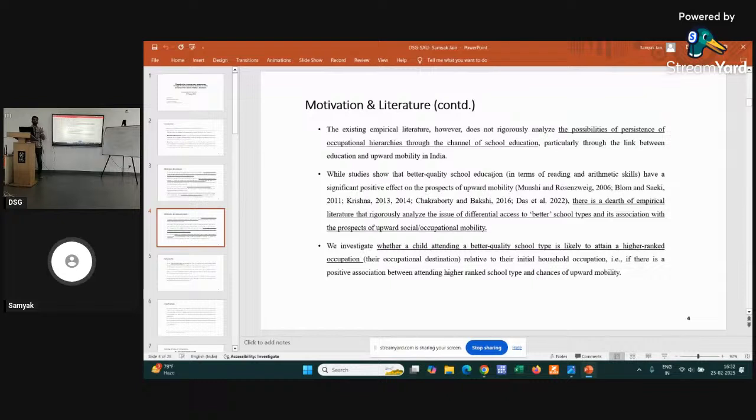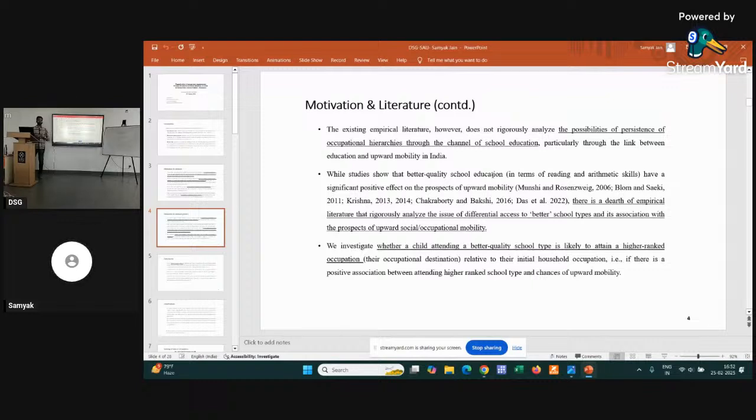But the question that I want to raise is: who is able to access these kinds of institutions? Are better off people going to government schools? Are worse off people able to go to private schools? Have you heard of the term low-fee private schools?